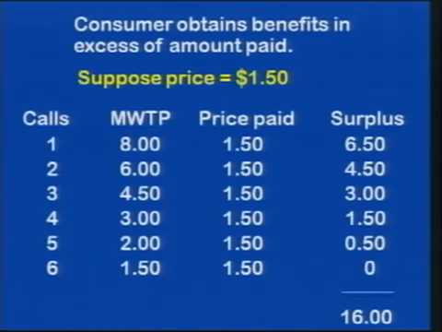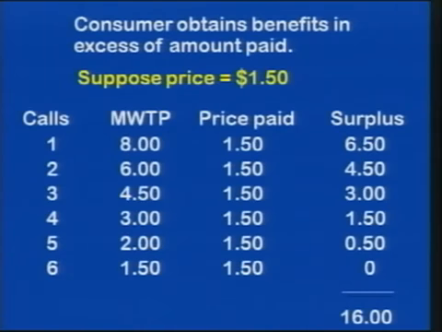For the second call, the person's willing to pay $6, only has to pay $1.50, and so ends up with $4.50 as surplus. It continues on down until the very last unit, where you're not willing to pay any more than the price, and so there's a surplus of 0. Okay? If you add these up, that's the total benefit that the person gets from consuming the good in the market. It's $16 in this case, the sum of all these surpluses.